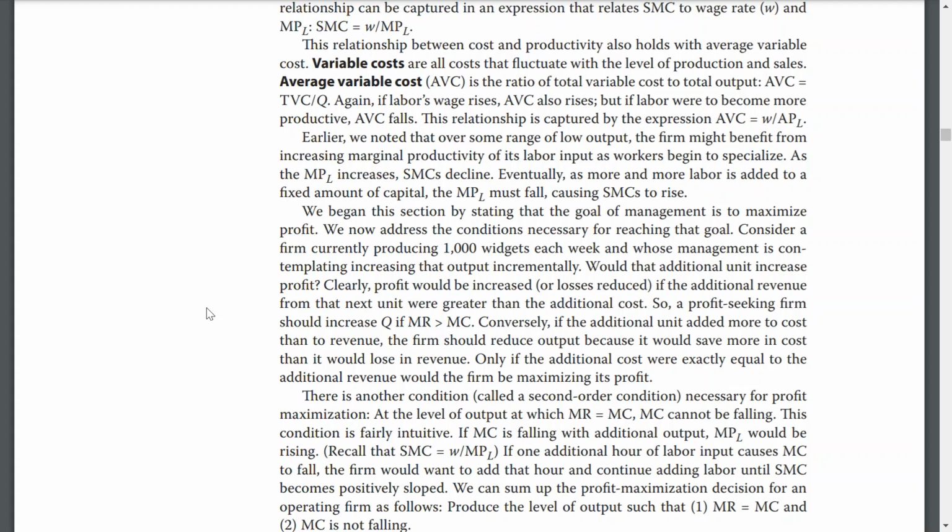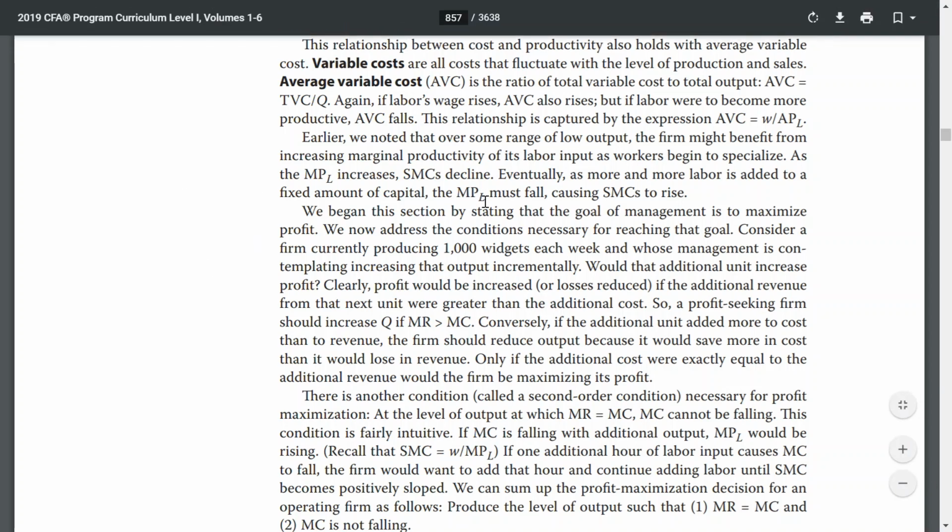Earlier, we noted that over some range of low output, the firm might benefit from increasing marginal productivity of its labor inputs, as workers begin to specialize. As the MPL increases, SMC declines in the short run. Eventually, as more and more laborers are added to a fixed amount of capital, the MPL must fall, causing SMC to rise.